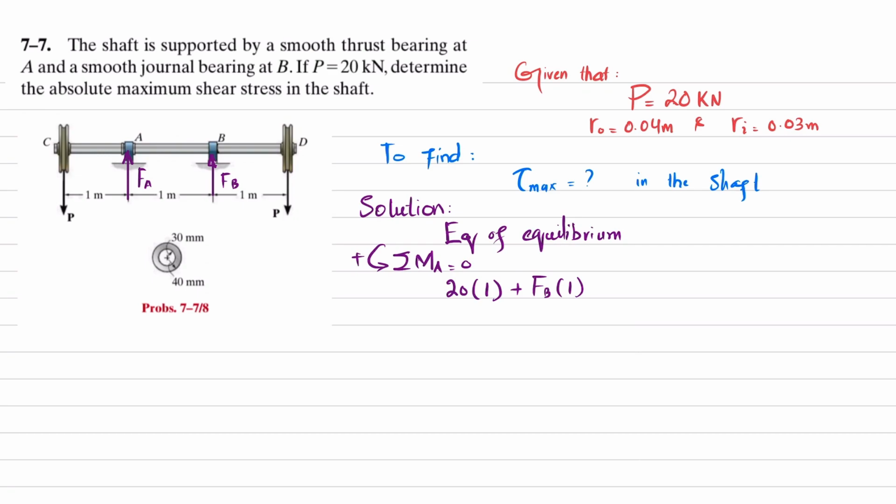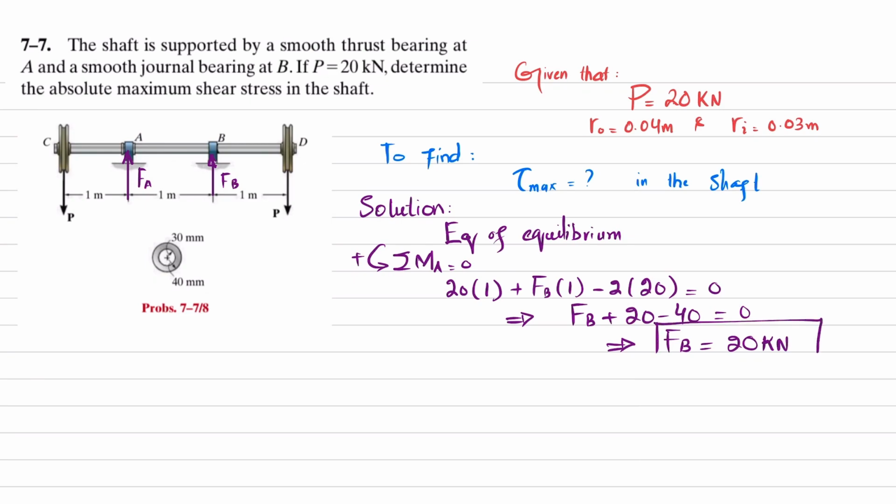The third moment is due to this load P, and the perpendicular distance is 2 meter, and it is producing clockwise moment, so it will be negative. So minus 2 into P, which is 20. Their sum must be equal to 0. So from here, FB plus 20 minus 40 is equal to 0. So FB will be equal to 20 kilonewton.